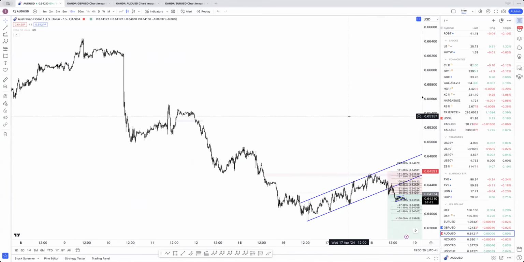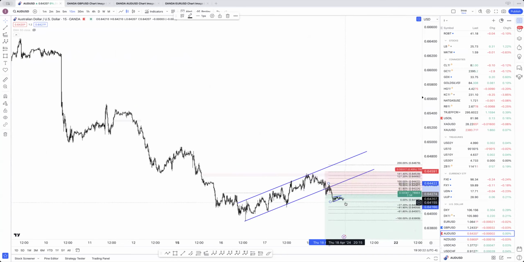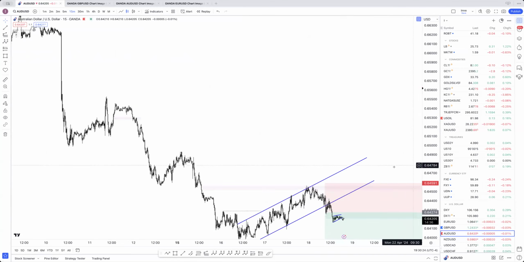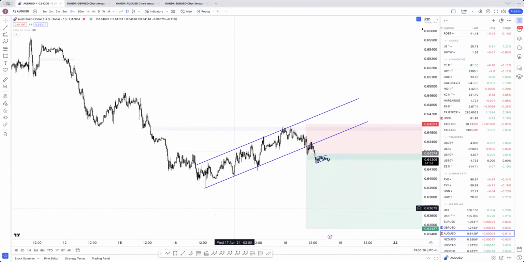I also combined this with a standard entry that we would typically use. And I scaled in actually. So the standard entry is, well, here is my complex corrective sequence. X, A, B, C, Y, and then we're breaking down.